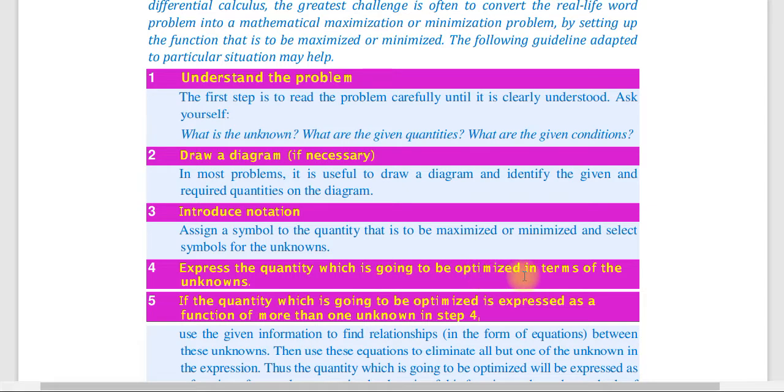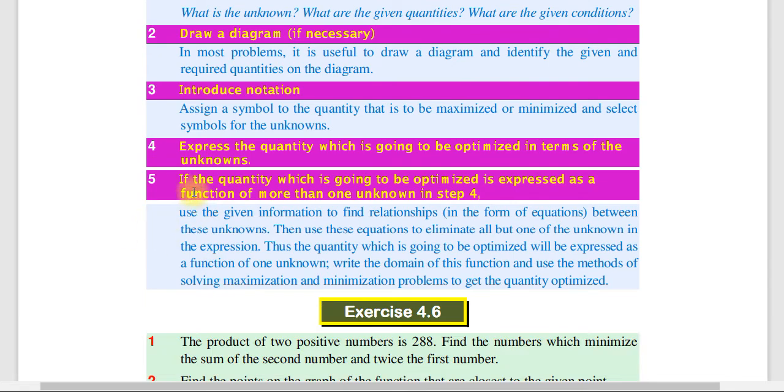Fourth, express the quantity which is going to be optimized in terms of the unknowns. For example, if it is x times y, express x in terms of y, or y in terms of x.